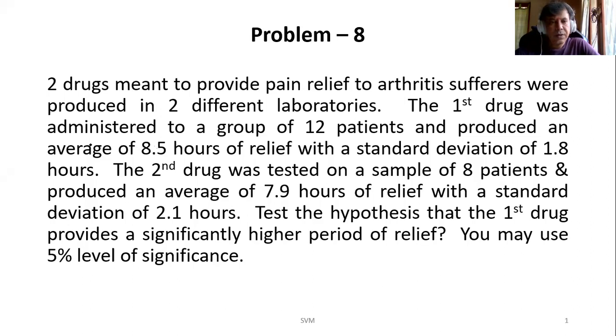The first drug was administered to a group of 12 patients and produced an average of 8.5 hours of relief with a standard deviation of 1.8 hours. The second drug was tested on a sample of 8 patients and produced an average of 7.9 hours of relief with a standard deviation of 2.1 hours. Test the hypothesis that the first drug provides a significantly higher period of relief. You may use 5% level of significance.